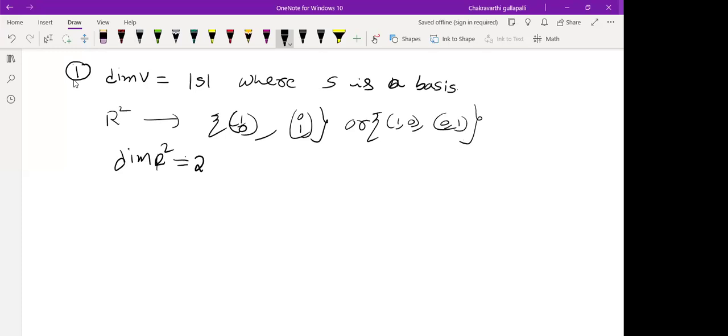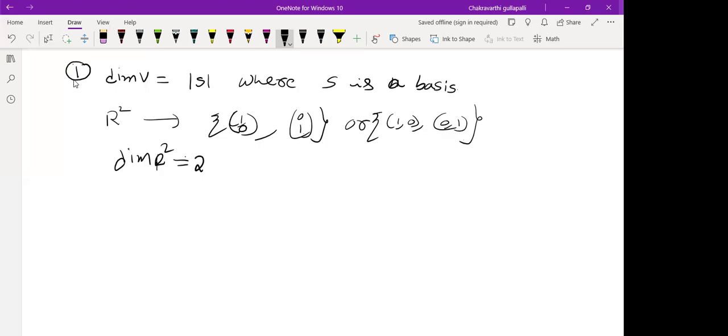More than one basis may exist, but whether other bases exist or not, the standard basis always exists. Other bases may also exist, and any two bases should contain the same number of vectors, not the same vectors, but the same number of vectors. So here two vectors are there. So any other basis also should contain two vectors.